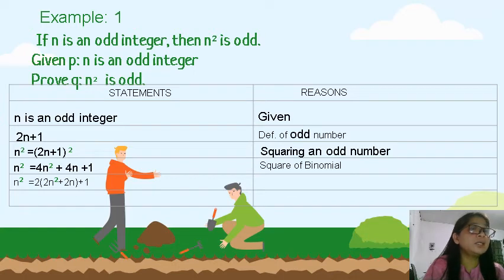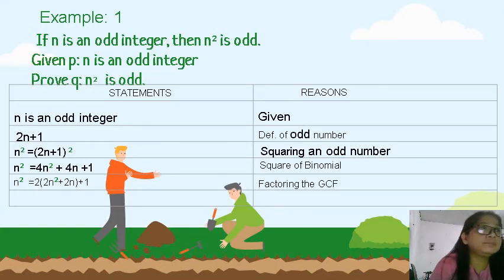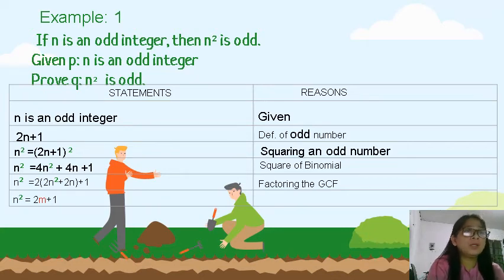And then we have n squared is equal to quantity 2n squared plus 2n plus 1. So this is factoring the GCF. And then we have n squared is equal to 2m plus 1. So definition of odd number. So ang ginawa po dito, sinubstitute po natin yung 2n squared plus 2n sa m para ma-prove po natin na ito ay definition of odd number.